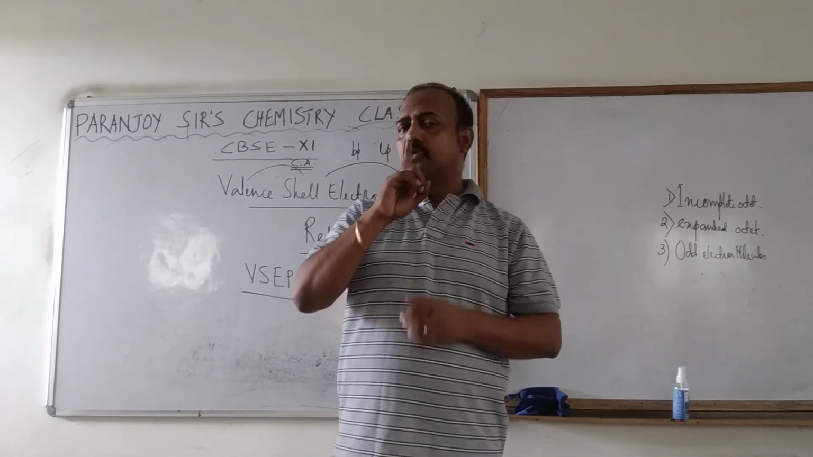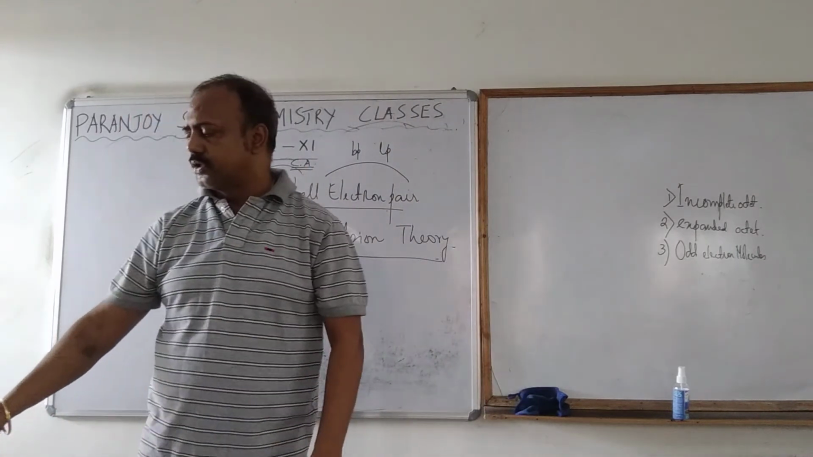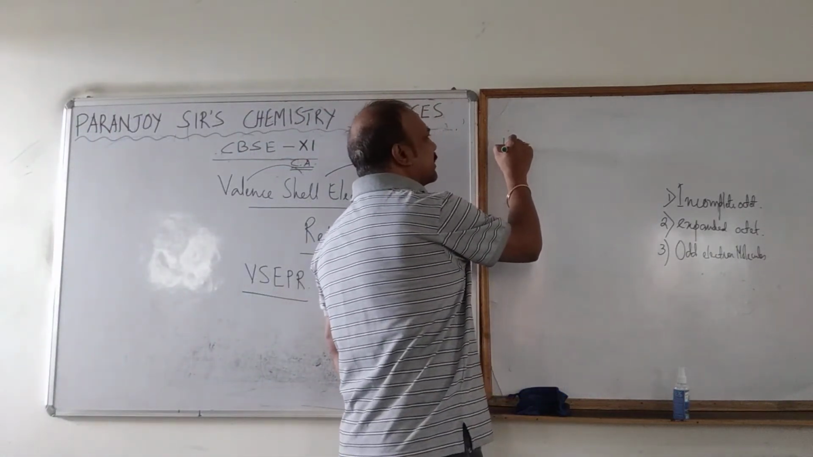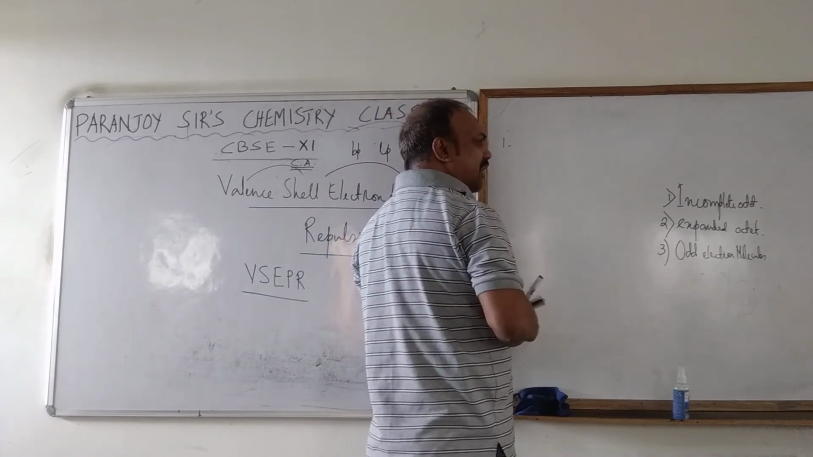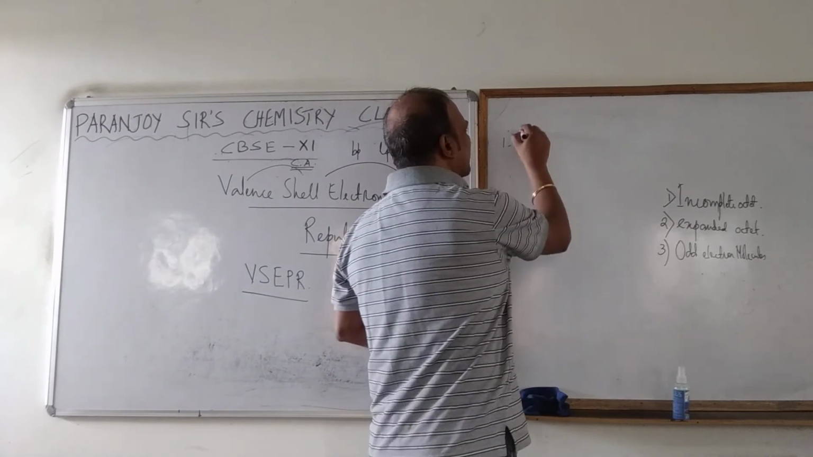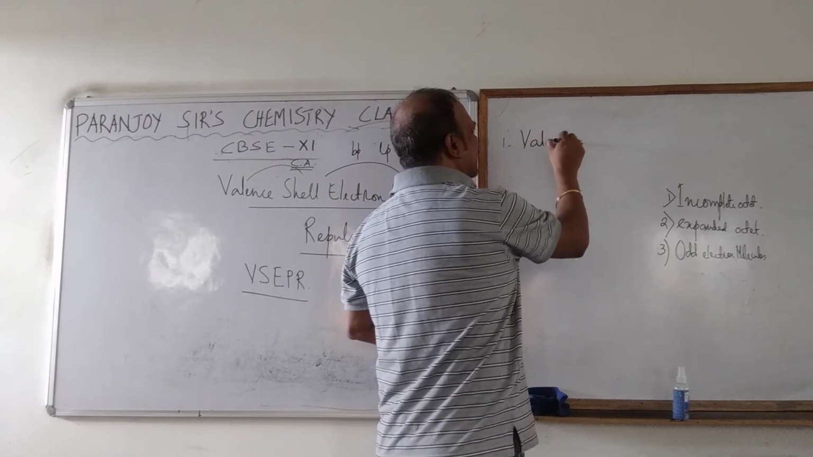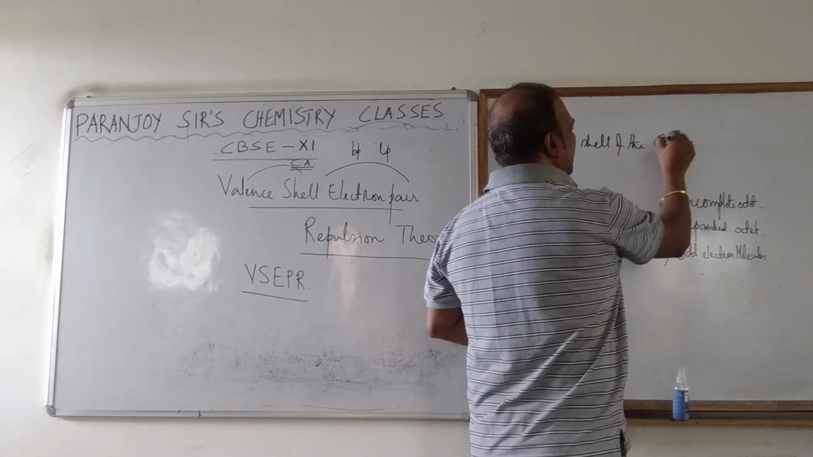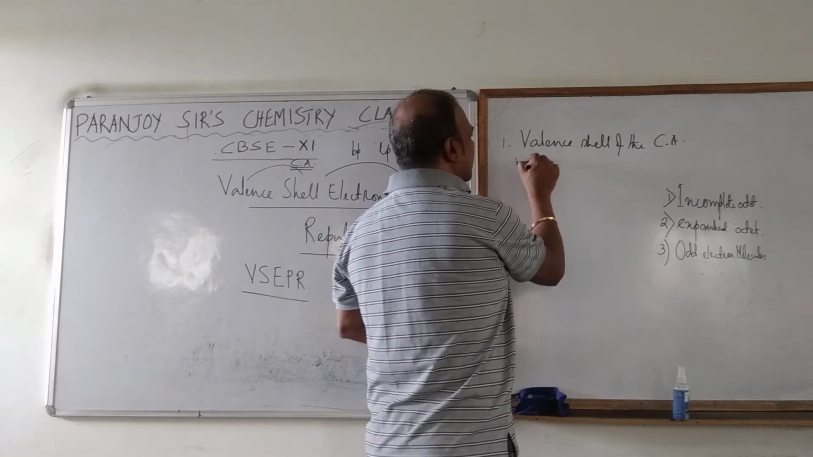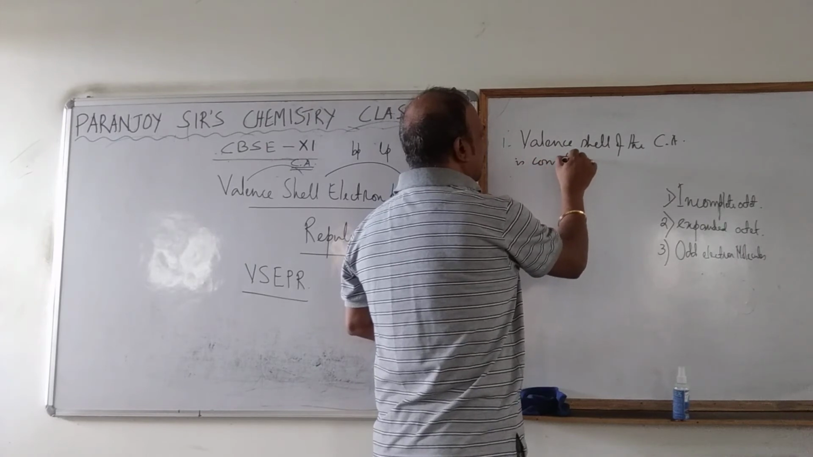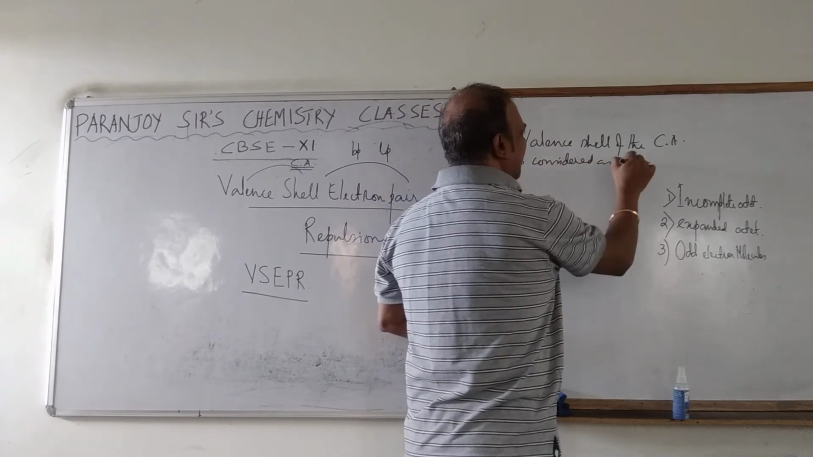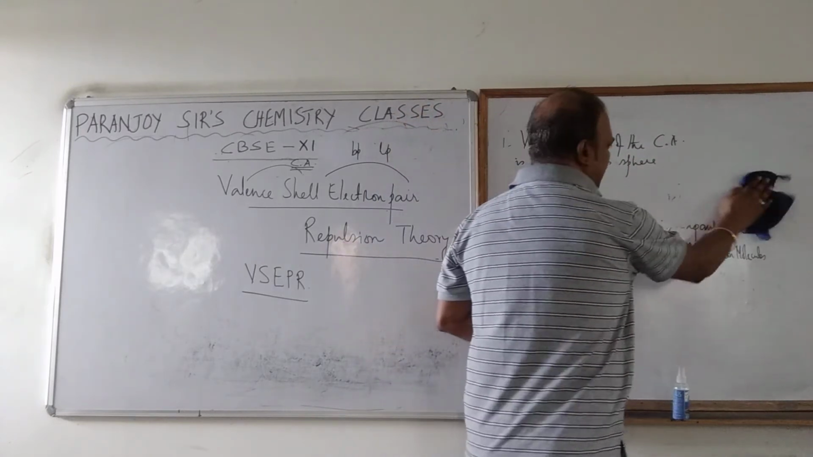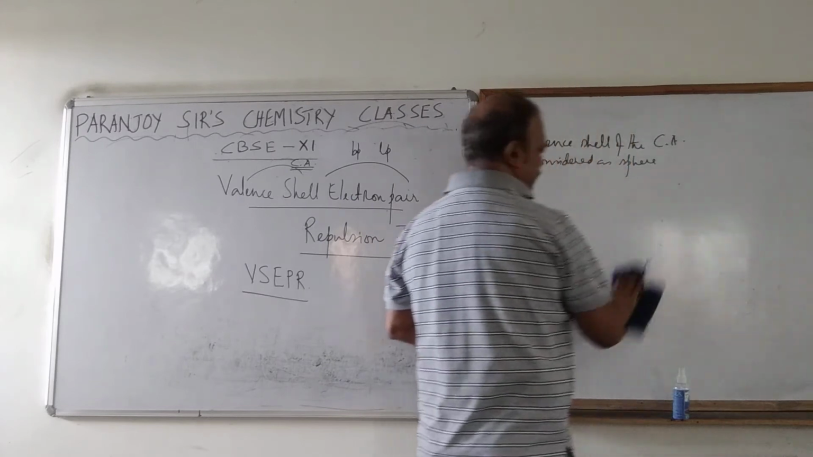Okay. So what is the first point? Let me just note it down. What is the first point? The first point is that the valence shell of the central atom is considered as sphere. That's the first point. Valence shell of the central atom is considered as sphere. That's the first point.